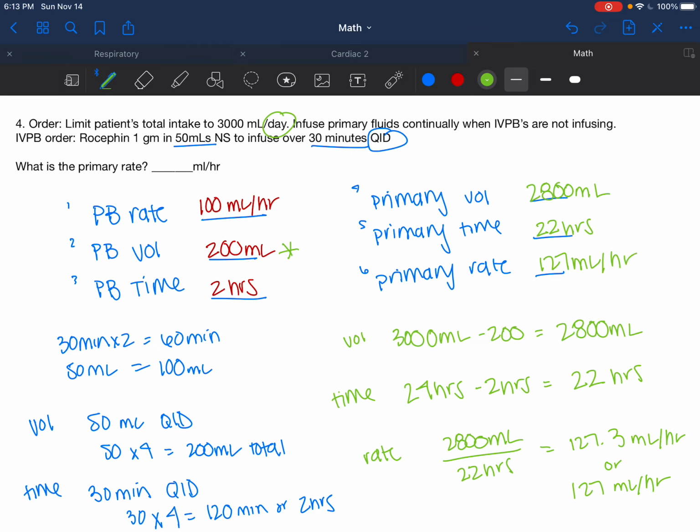And so that is it. If you remember to just write out piggyback rate, piggyback volume, piggyback time, primary volume, primary time, primary rate, and work it in that order, these are super straightforward problems to do.